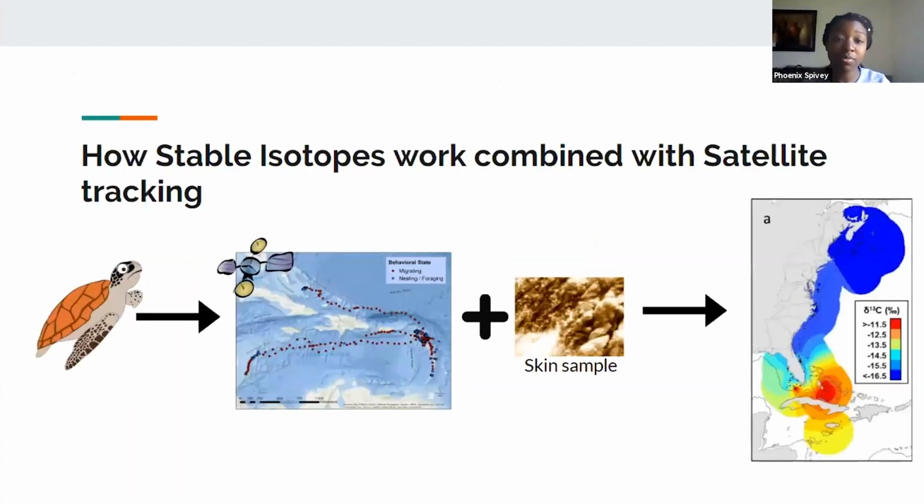So, stable isotopes, along with satellite tracking combined, is overall a less expensive method. It allows for more sample kits when you conduct your study. So because it's cheaper, you get to sample more turtles.